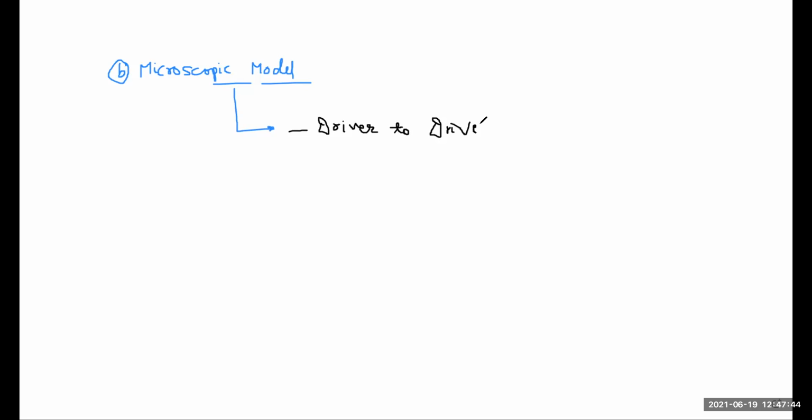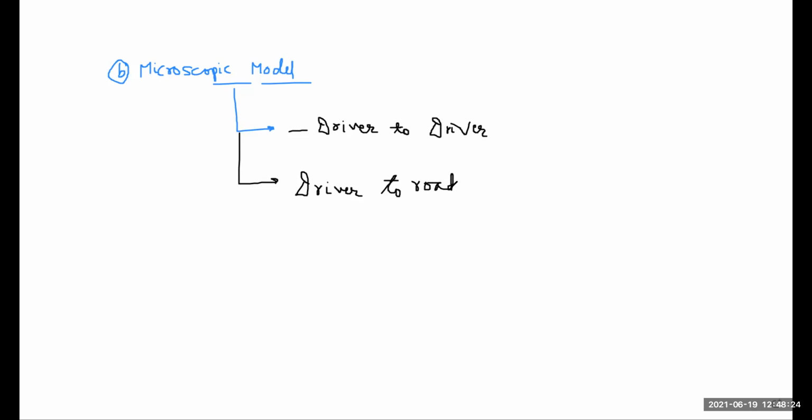Driver to driver interaction, also driver to road interaction within a traffic stream, with representative analysis by the interaction between a driver and another driver on the road. So this is all about your different models.